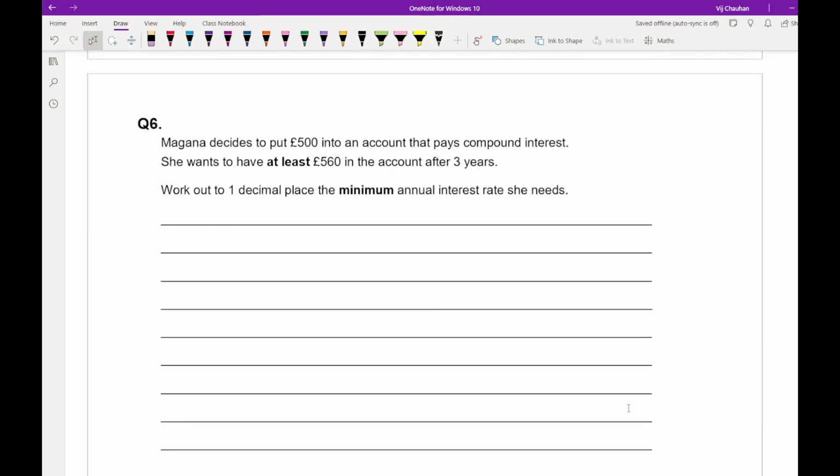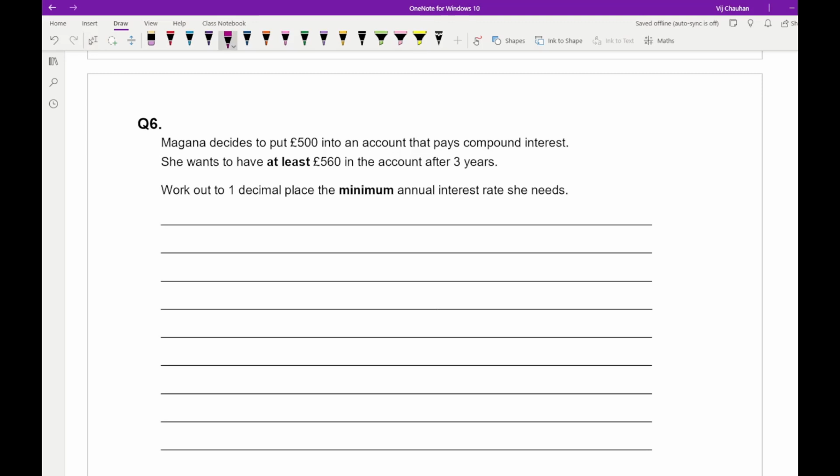Moving on to question 6, it says Magana decides to put £500 into an account that pays a compound interest. She wants to have at least £560 in her account after 3 years. Work out to one decimal place the minimum annual interest rate she needs.